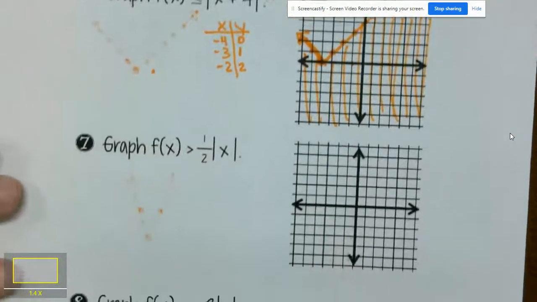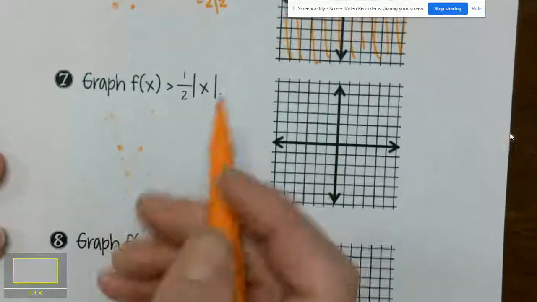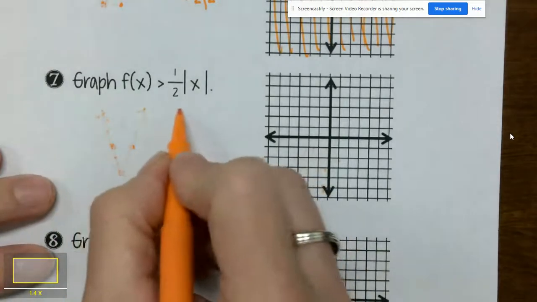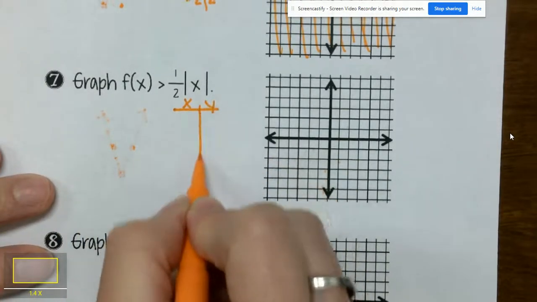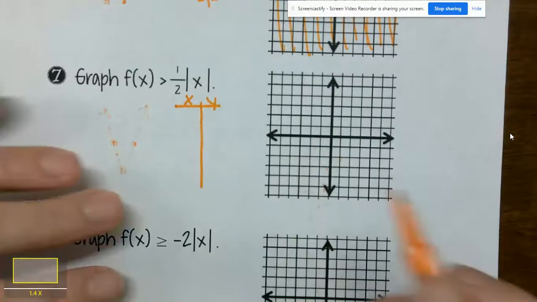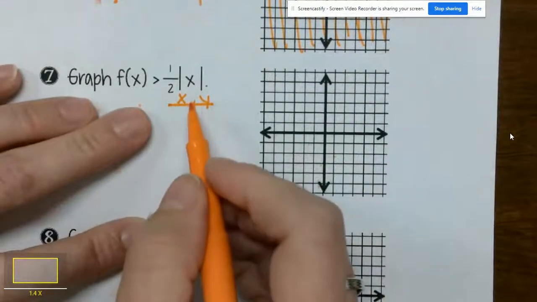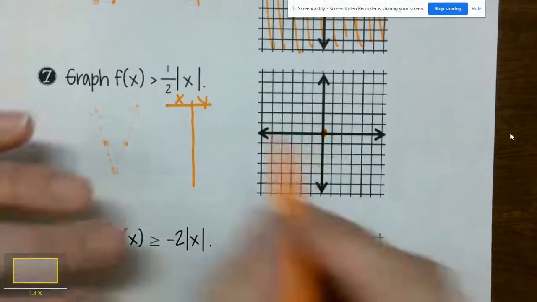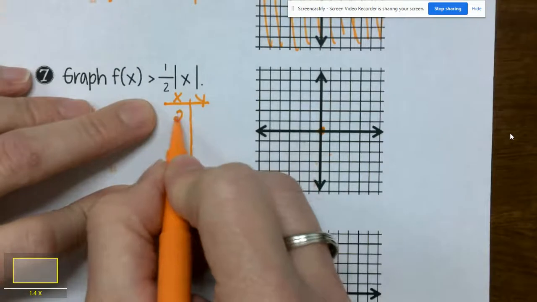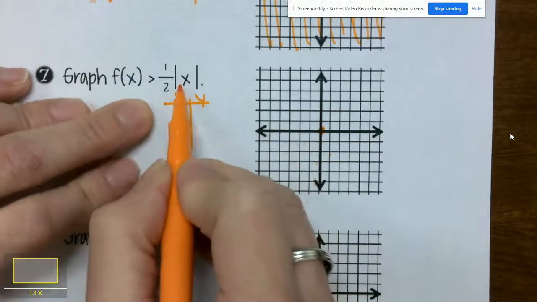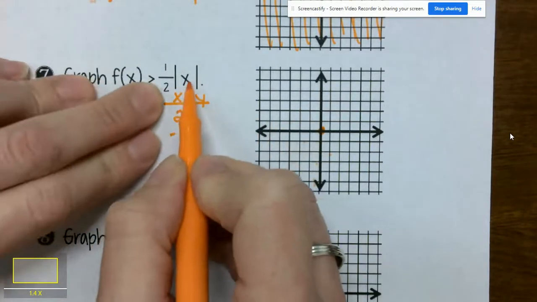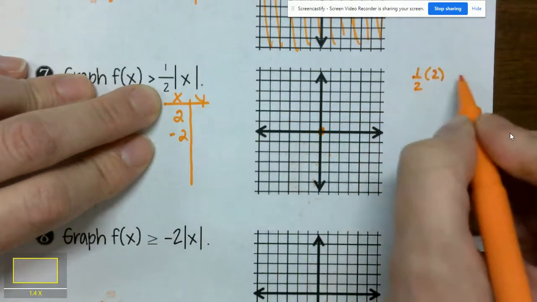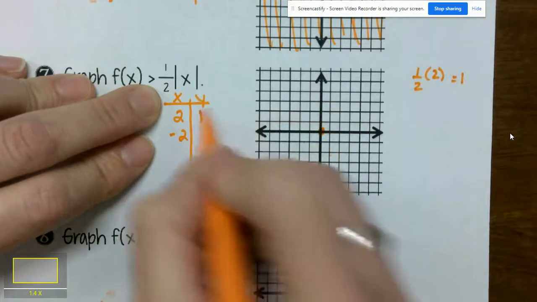Okay, let's do another one. F of x is greater than 1/2 x. Now you may want to do some points here just to know what that 1/2 is doing, okay? So I'm going to pick wisely my points. Now my vertex is still going to be at 0, 0, but I'm going to choose, say, 2 and negative 2. Okay, if I put in 2, the absolute value of 2 is 2, and half of 2 is 1.